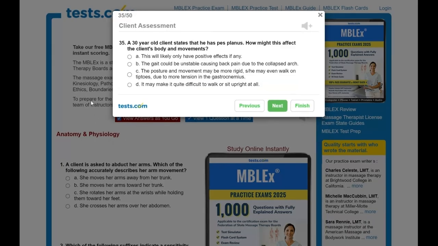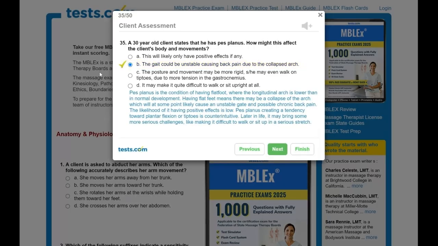Question 35. A 30-year-old client states that he has pes planus. How might this affect the client's body and movements? A. This will likely only have positive effects, if any. B. The gait could be unstable, causing back pain due to the collapsed arch. C. The posture and movement may be more rigid. He may even walk on tiptoes due to more tension in the gastrocnemius. D. It may make it quite difficult to walk or sit upright at all.